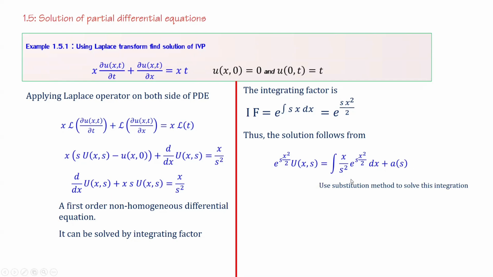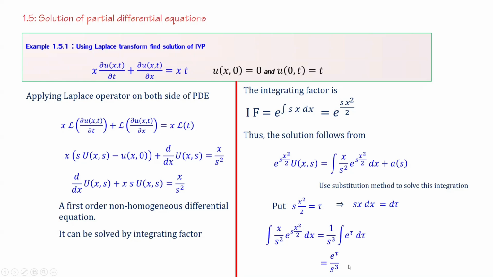And then we solve this integration by the substitution method. So you know this method. We substitute s x square over 2 equal to tau. So s x dx is equal to d tau. So we have here x, which we multiply with s, and then you will get 1 over s to the power 3, and then it will become the integral of e to the power tau d tau. So solving this, it will be e to the power tau over s to the power 3.